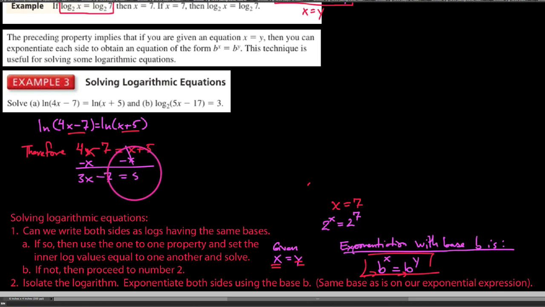So from this stage, what we could do is just go ahead and proceed by solving algebraically, saying that we want to get all of our x's on one side. Let's go ahead and isolate this by adding 7 to both sides here. If 3x is equal to 5 plus 7, that'd be 12, then we would be led to the result that x is equal to 4.